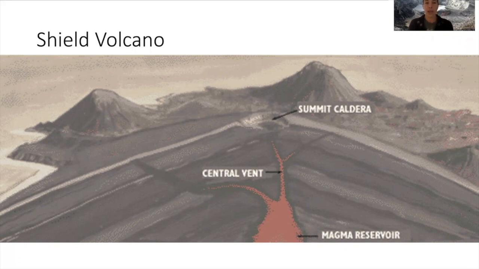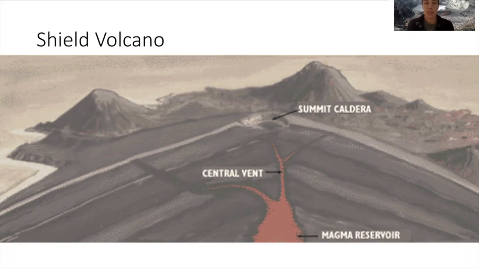These volcanoes, relatively from width to height, have an interesting ratio. That is, they are significantly broader than they are tall. And the reason for this broad dome shape has a lot to do with the composition of the volcano. Shield volcanoes are mafic in composition.